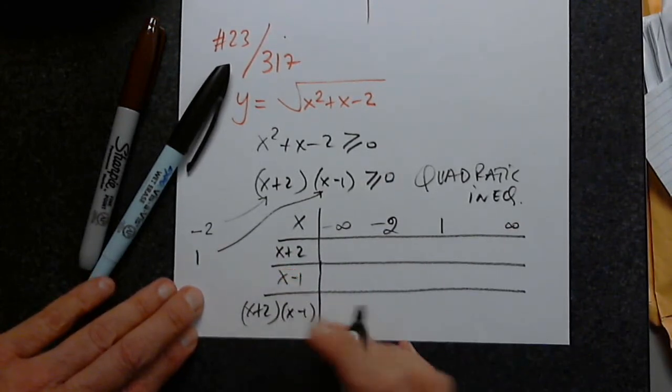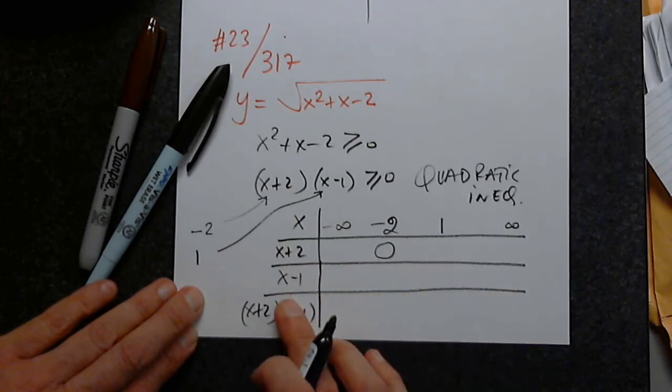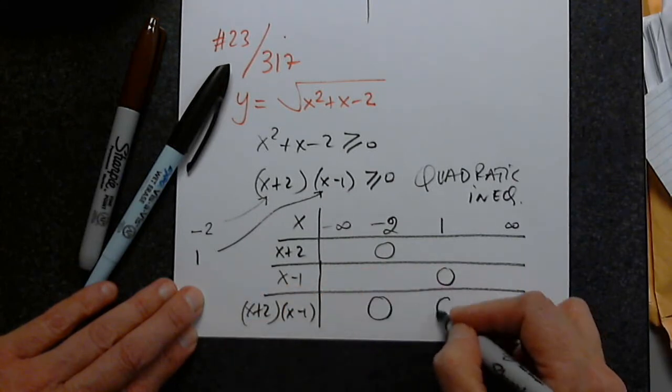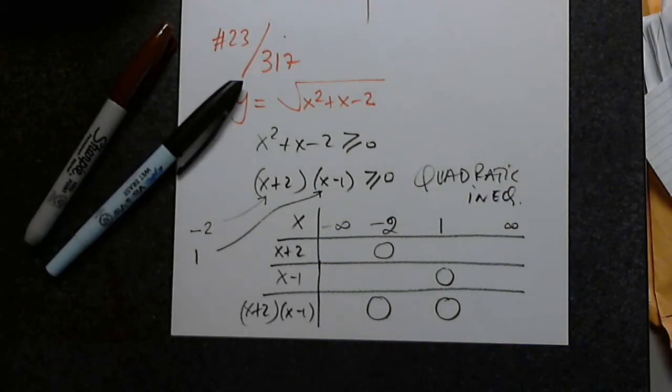X plus 2 is 0 under negative 2. X minus 1 is 0 under 1. Good. So this is a product. It will be 0 when either one is 0. What is the sign of x plus 2? It's the same with the sign of x minus 1. They are linear functions with a positive slope. What is the sequence of signs?